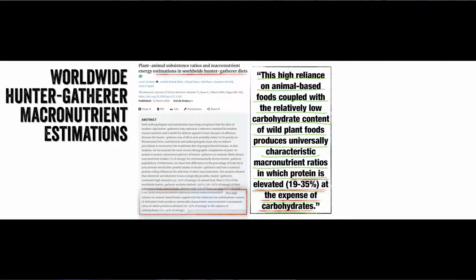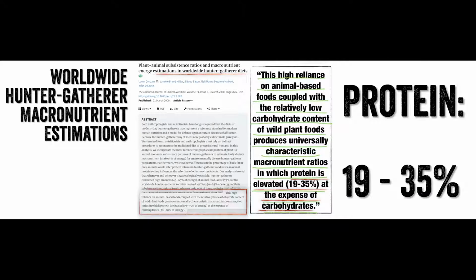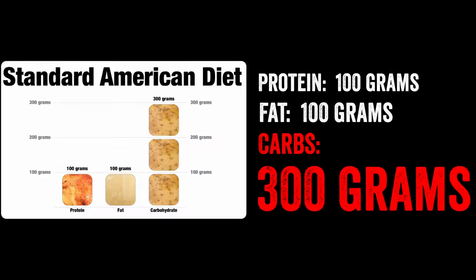If you look at worldwide hunter-gatherer macronutrient estimations, hunter-gatherers were eating 19 to 35% protein because they had such a high animal diet and a high protein diet. Contrast that with the standard American diet right now, which is 12.5%. This is the standard American diet right now: 100 grams of protein a day, 100 grams of fat a day, and 300 grams of carbohydrates. This is part of why we have a problem.